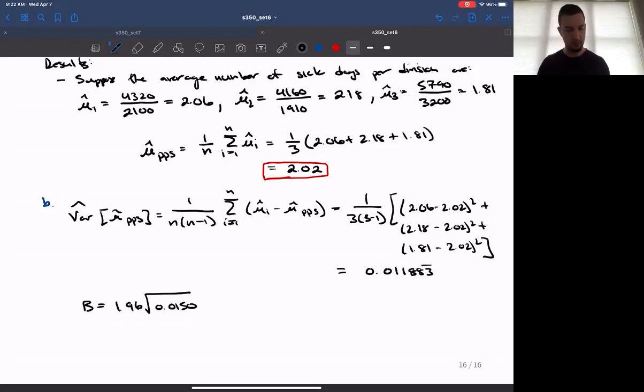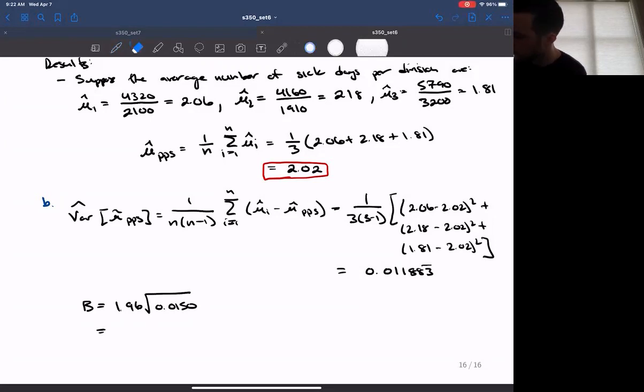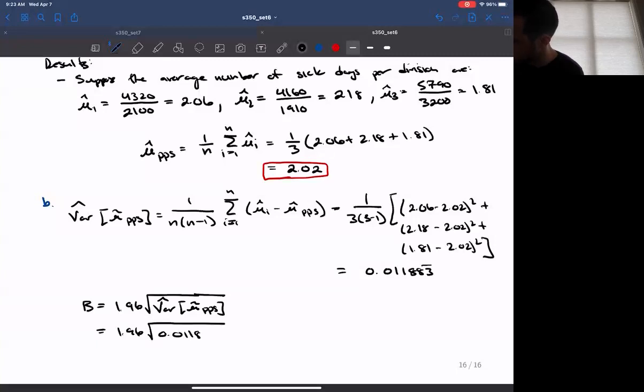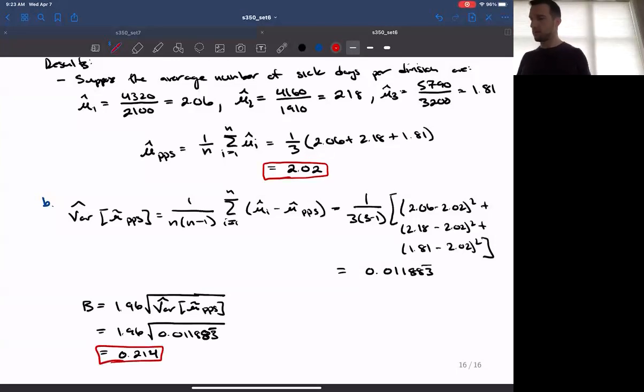There we go. And then our bound is the square root of the variance of mu tilde PPS, times 1.96. That is 0.01183 repeating, which equals 0.214. All right. Any questions?